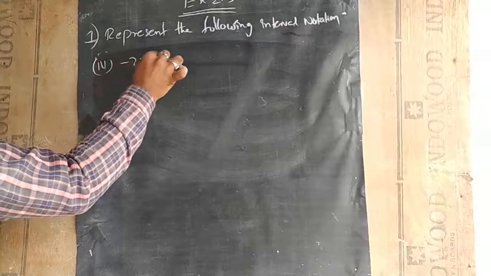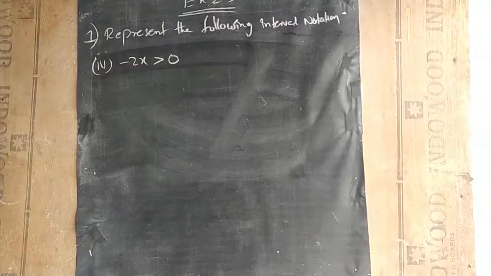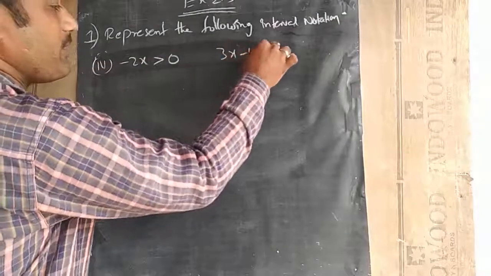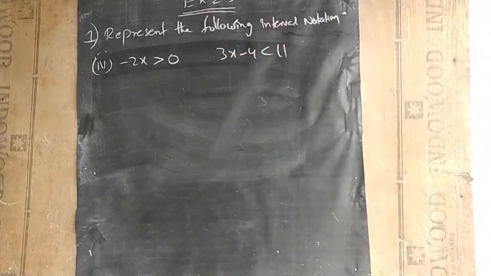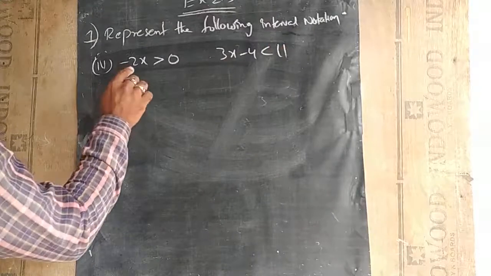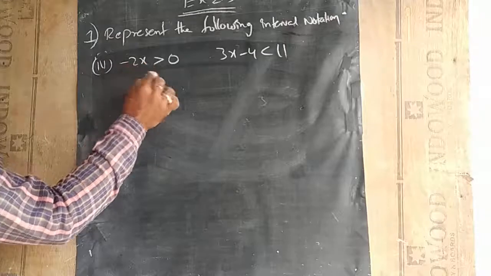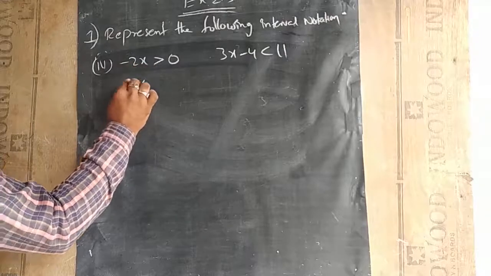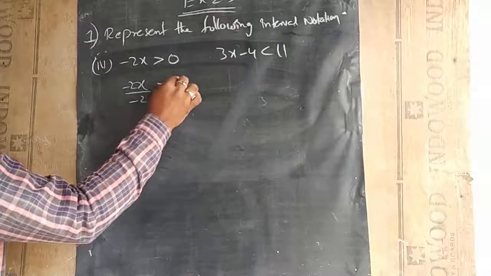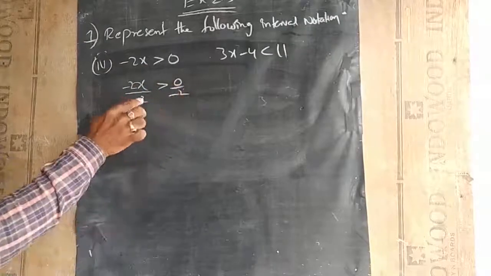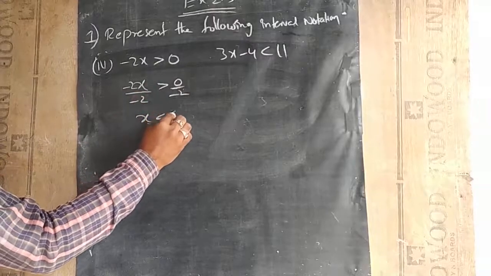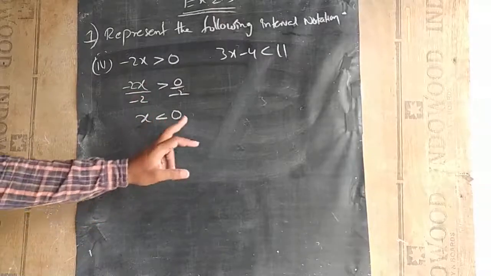Minus 2x is greater than 0. 3x minus 4 is less than 11. In this case, students, I need x now, so I will divide by minus 2. Since I am dividing by minus 2, let me divide: minus 2x is greater than 0, by minus 2. Since I am dividing by a minus number, the inequality will change. So x will be less than 0.